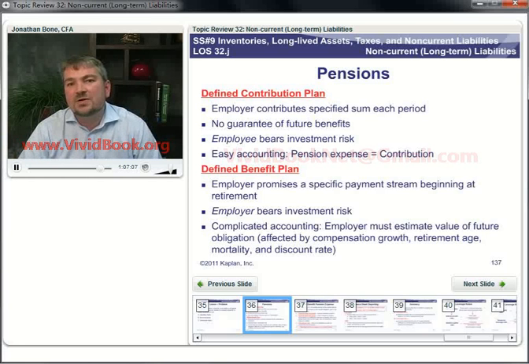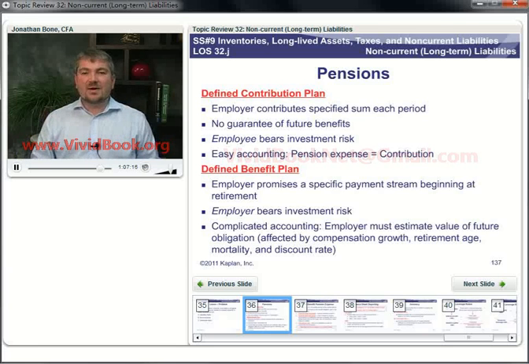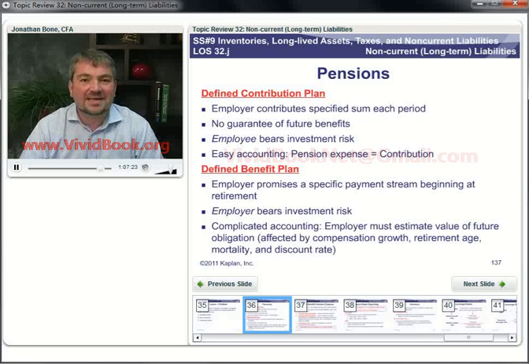They need to make sure that they have a pool of assets that is sufficient to generate these cash flows to you when you retire. Now, the accounting is quite frankly horrific. Now, you'll be quite pleased to know that whilst it's horrific, most of it's sitting in the level 2 CFA exam rather than the level 1 exam. So we just need to know it's horrific really for level 1.